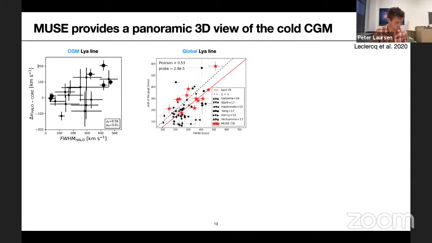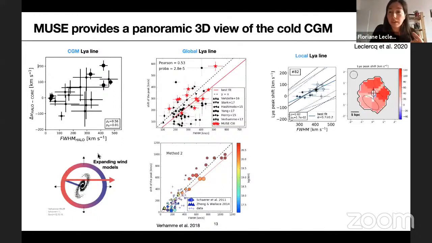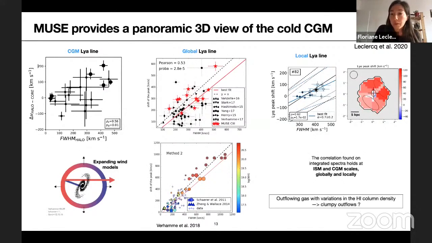This trend is also observed in integrated spectra. This is a paper by Verhamme et al. 2018, and it is quite well explained by expanding wind models, meaning that, again, the photon would be emitted in the center of the galaxy and then scatter in outflowing media. What is interesting here is that we actually also see this trend locally in the galaxy. So this would mean that we are really seeing outflowing gas at different scales. And also, as we saw earlier, with variation in the HI column density, it could maybe be some clumpy outflows that we cannot resolve with the MUSE data.